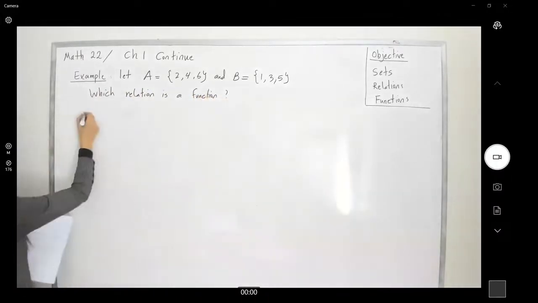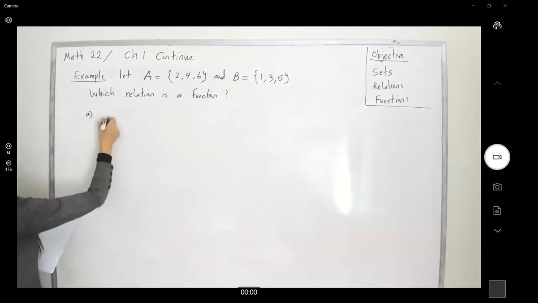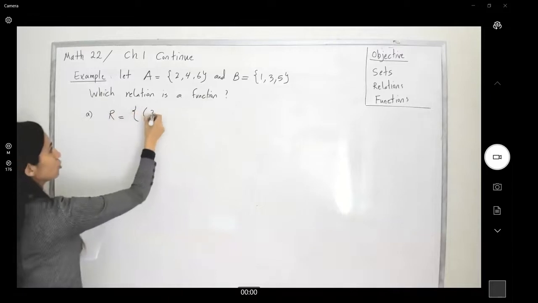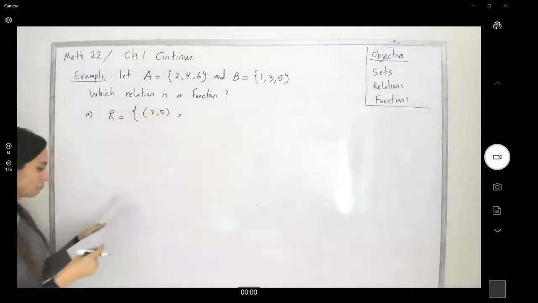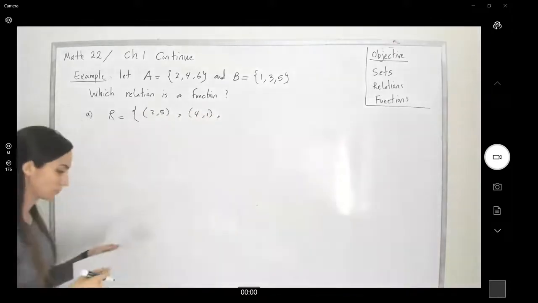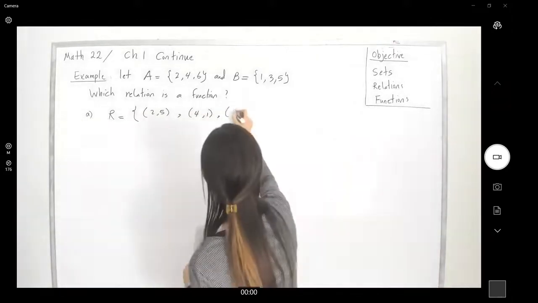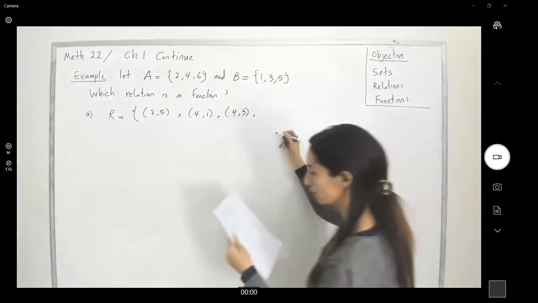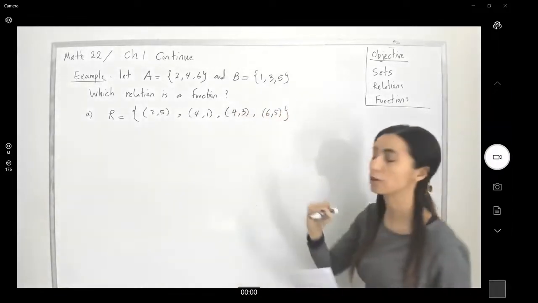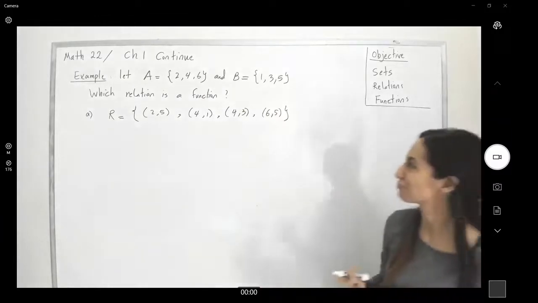So the first one here says you have this relation R, a bunch of points: (2, 5), (4, 1), (4, 3), and (6, 5). How many points are in this relation? 4 points.